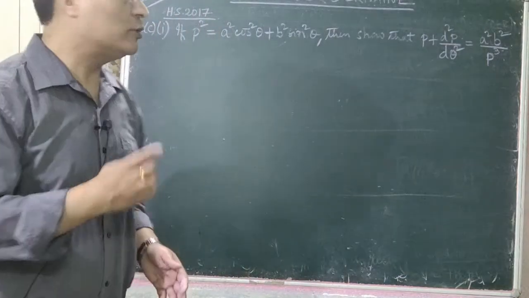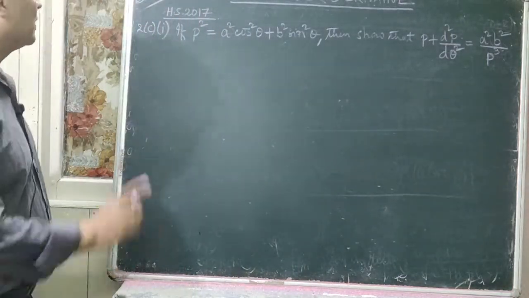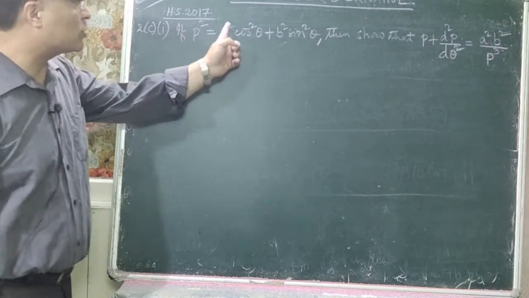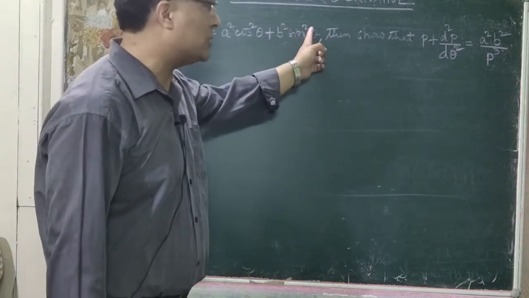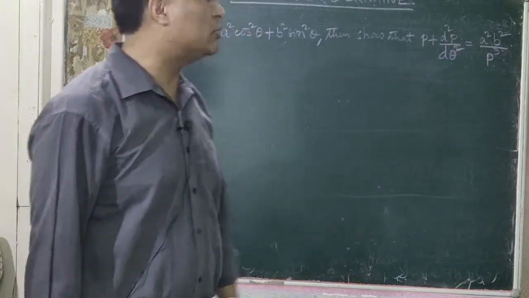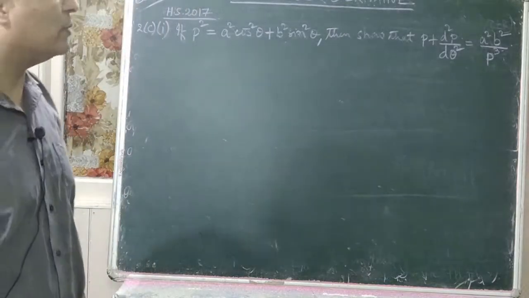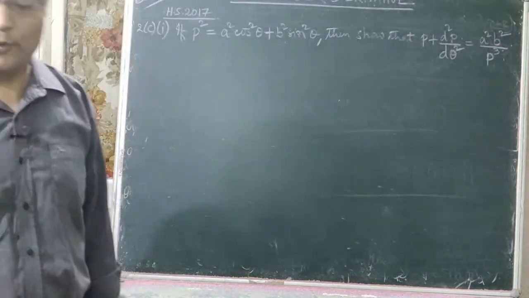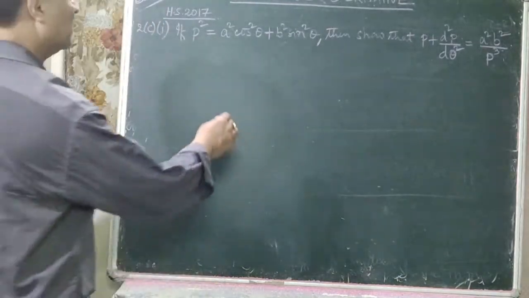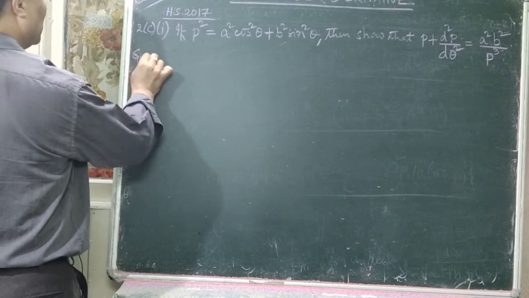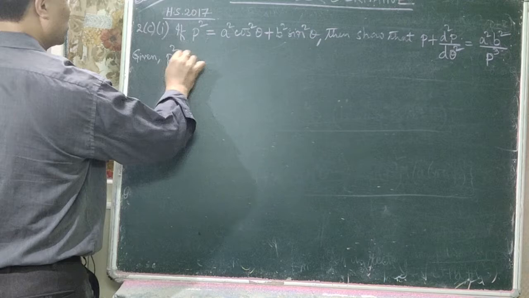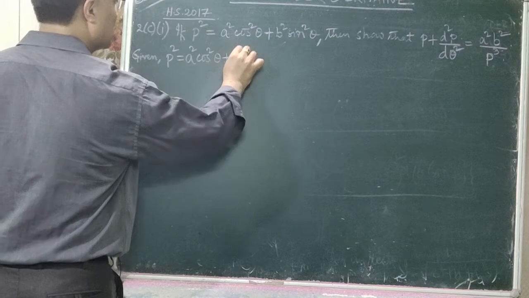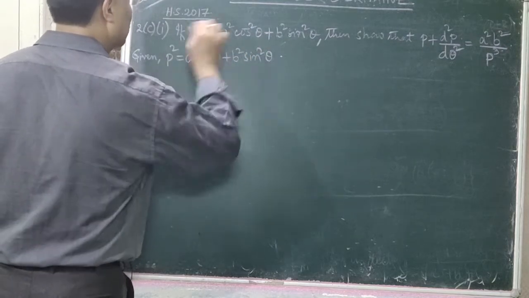So now we'll do a question from HS 2017, that is question number 2C number 1. If P square is equal to A square cos square theta plus B square sin square theta, then you have to prove that P plus d2P by d theta square is equal to A square B square divided by P cube. So you have to prove this relation. Okay, so let us prove it now. So here, what is given here? Here given is P square is equal to A square cos square theta plus B square sin square theta.